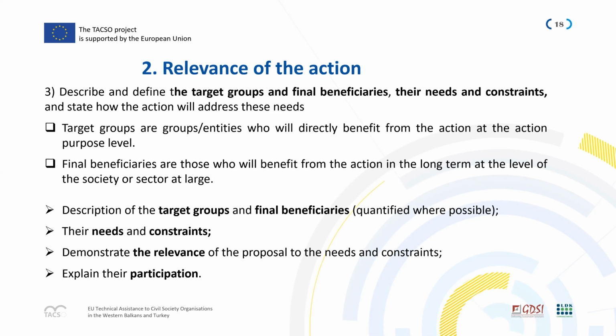So target groups are those who will directly benefit from the action, while final beneficiaries will benefit from the action at the long-term level, meaning they will feel the effects of the action. But the target group is actually the group that we are planning to work with, to support them, to effect different changes at different levels during the action implementation, and that is important.